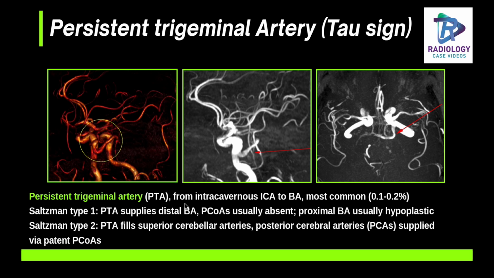Persistent trigeminal artery arises from the intracavernous ICA and connects to the basilar artery. It is one of the most common anomalies. It is seen in 0.1 to 0.2% of individuals. There are two types, Saltzman's type 1 and Saltzman's type 2. PTA generally supplies the distal basilar artery, and whenever it is supplying, the proximal basilar artery is hypoplastic. In Saltzman's type 2, PTA fills the superior cerebellar arteries, and the posterior cerebral arteries are supplied by patent posterior communicating arteries.